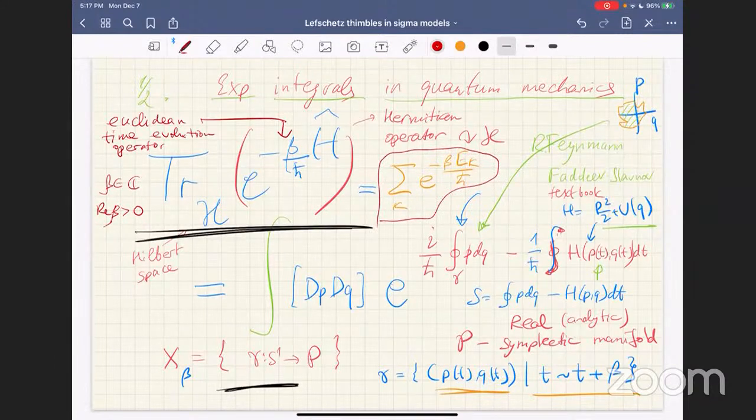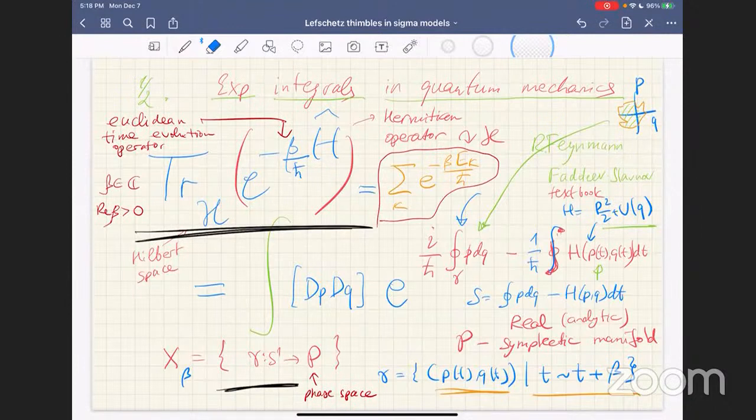Now, if your quantum mechanics is a quantization of some classical mechanical system with phase space P, then there is a well-known path integral representation for this trace, which you can read about in the Faddeev-Slavnov textbook, which is the integral over the space of loops. X here is the space of loops, that is the maps of a circle into the phase space.